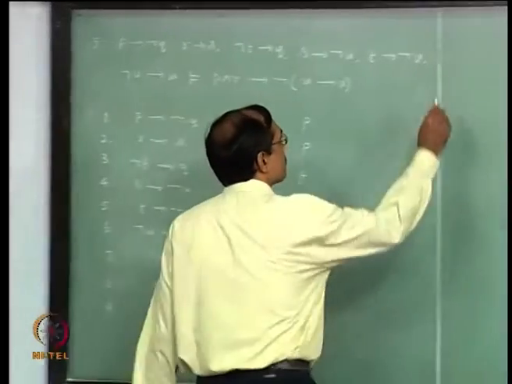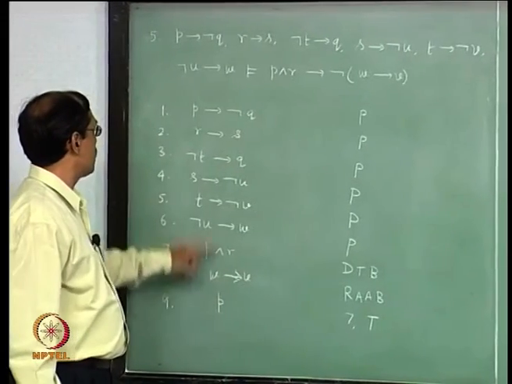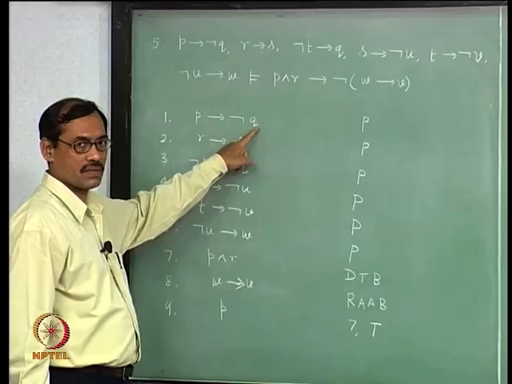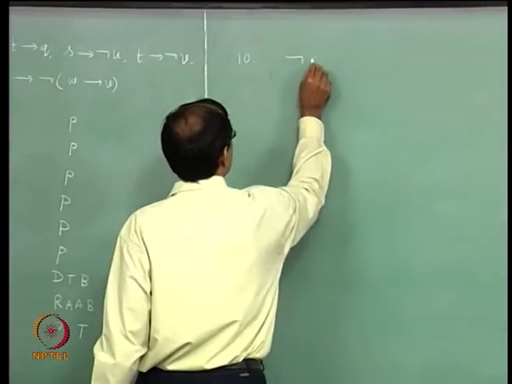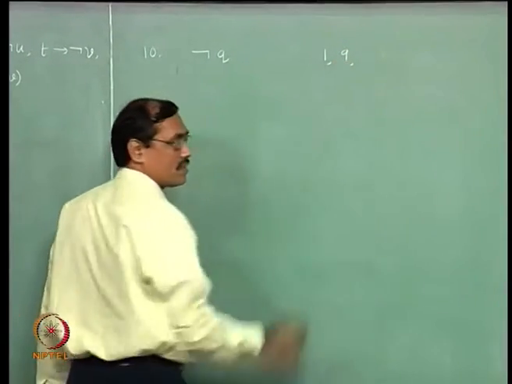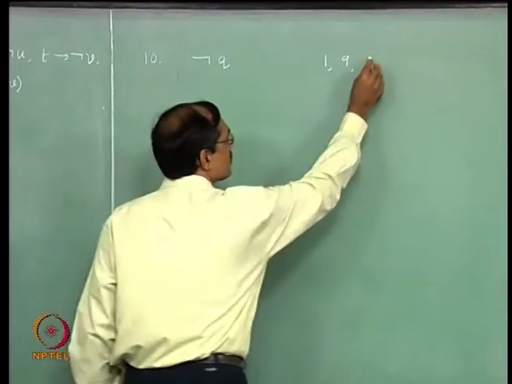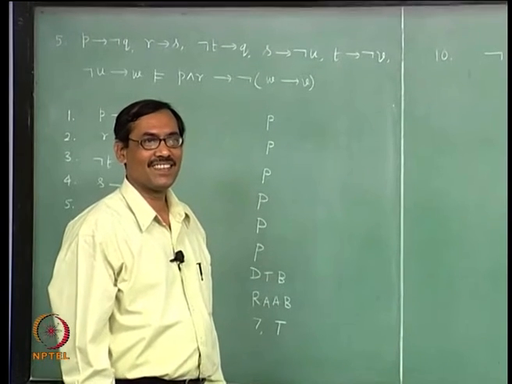Then our plan is to use this P along with P implies not Q, and use modus ponens, right. So, that gives you not Q from line 1, line 9 and modus ponens. Even if you do not remember modus ponens, you are allowed to write T. Okay.